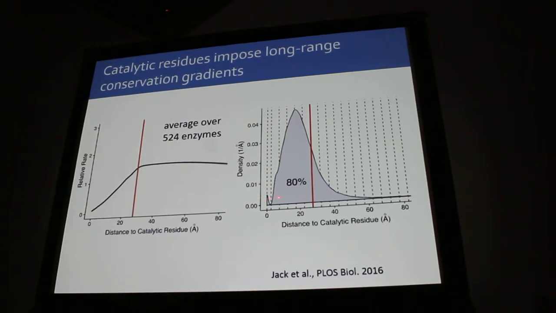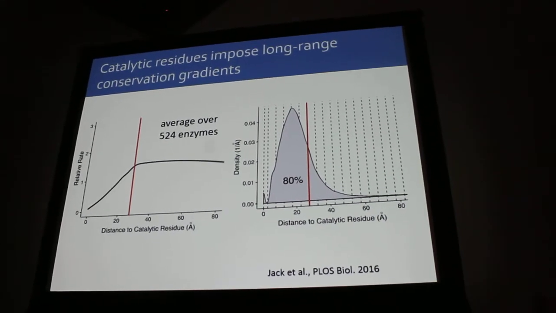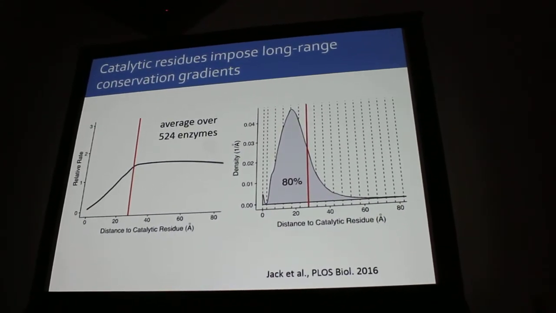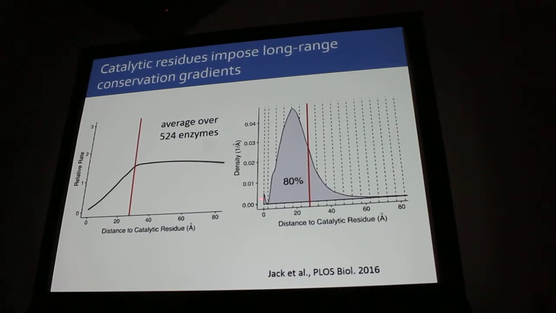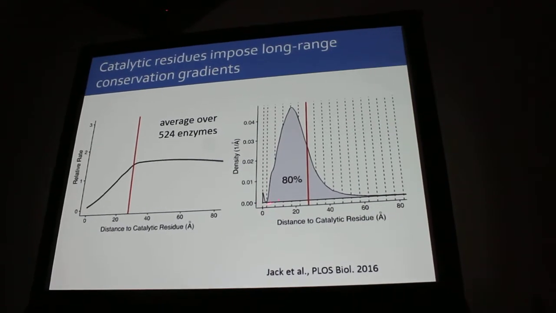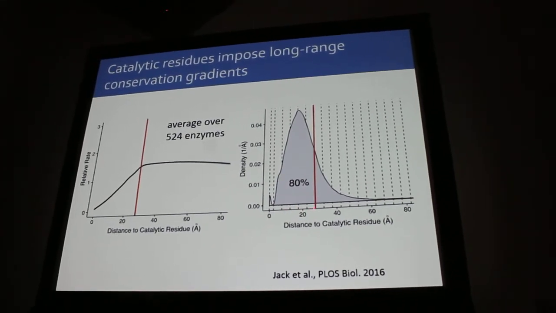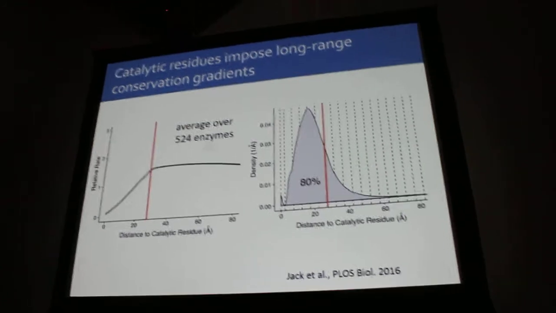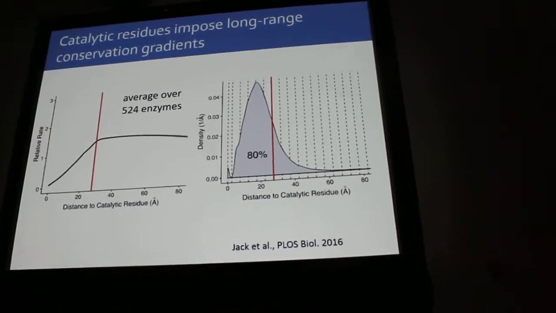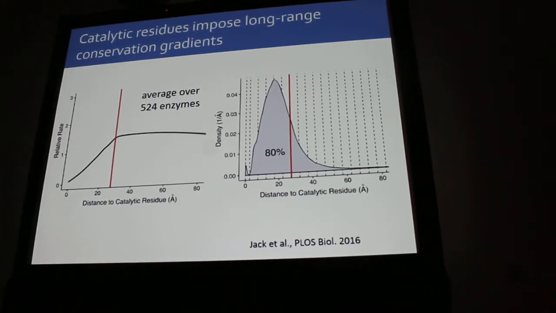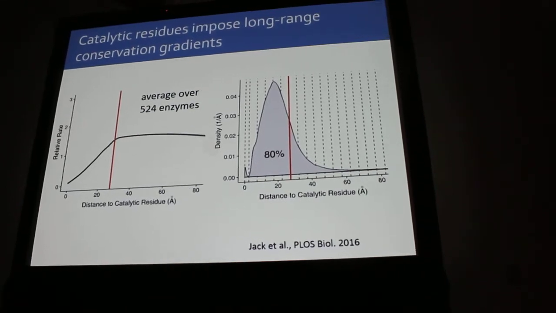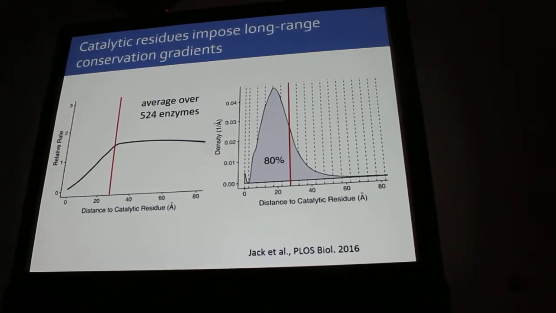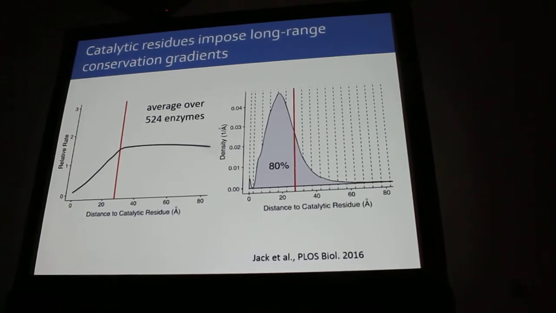That's about 7.5 angstroms. It's a distance from one amino acid to the next amino acid, right? So catalytic residues, nearest neighbors, second nearest neighbors, third nearest neighbors, fourth nearest neighbors, fifth nearest neighbors, right? So you can go out 5 neighbors and you still see an effect from the presence of the catalytic residue, right? That's why we call it long-range conservation gradients.